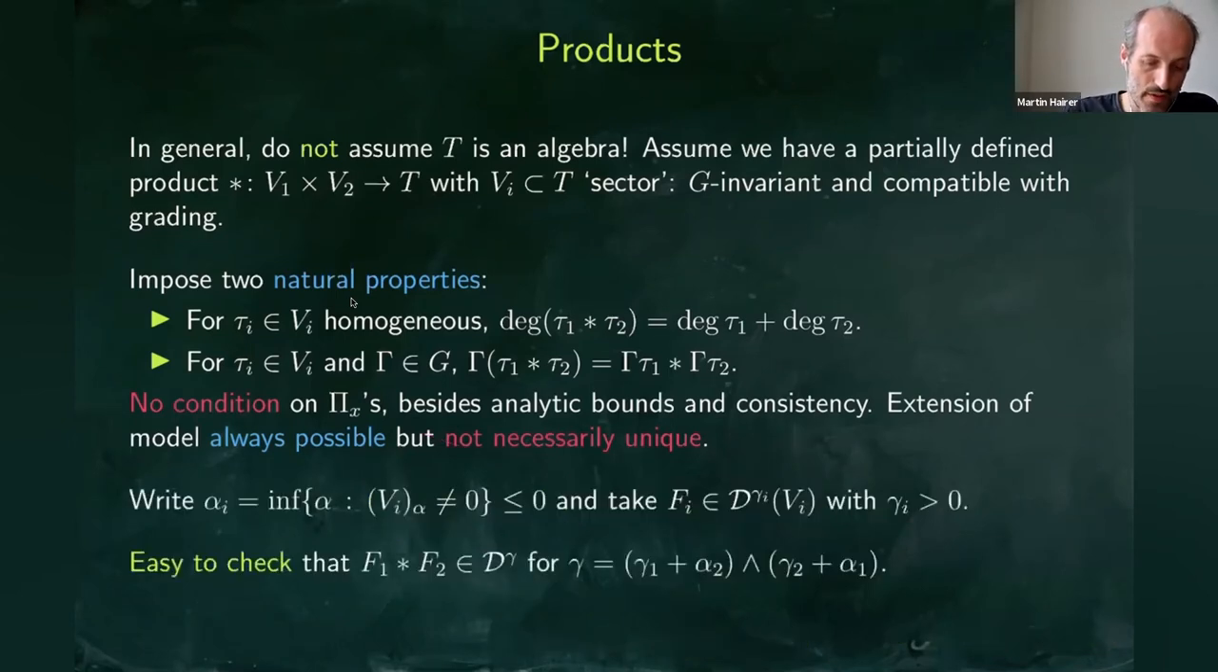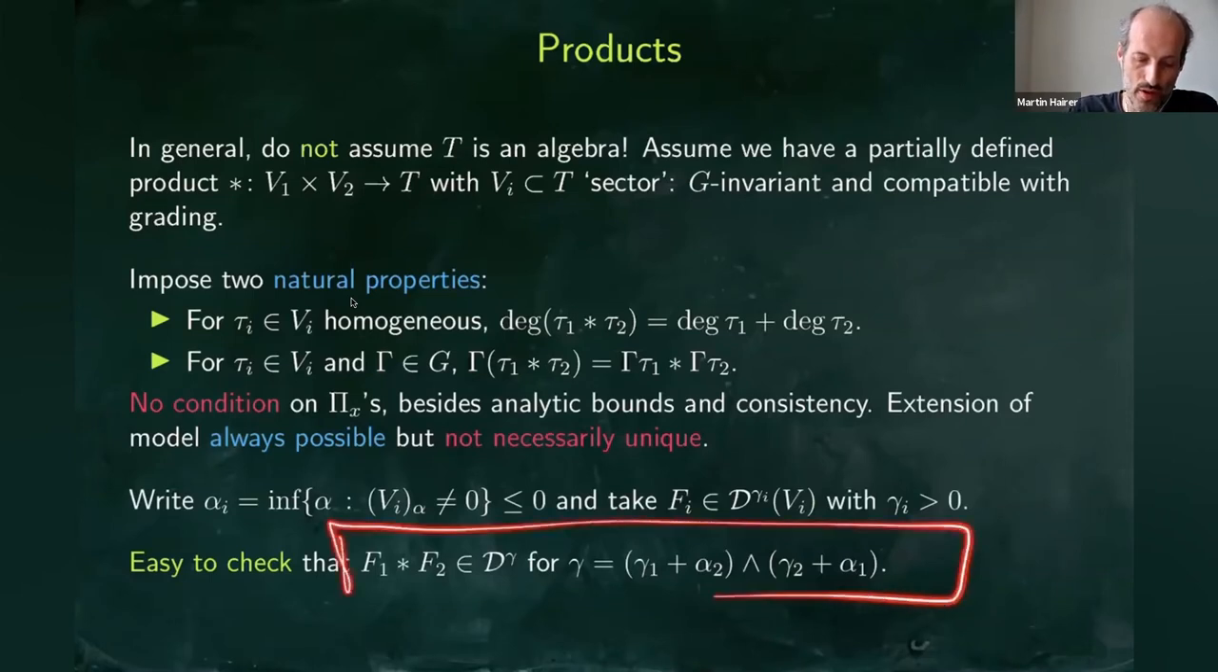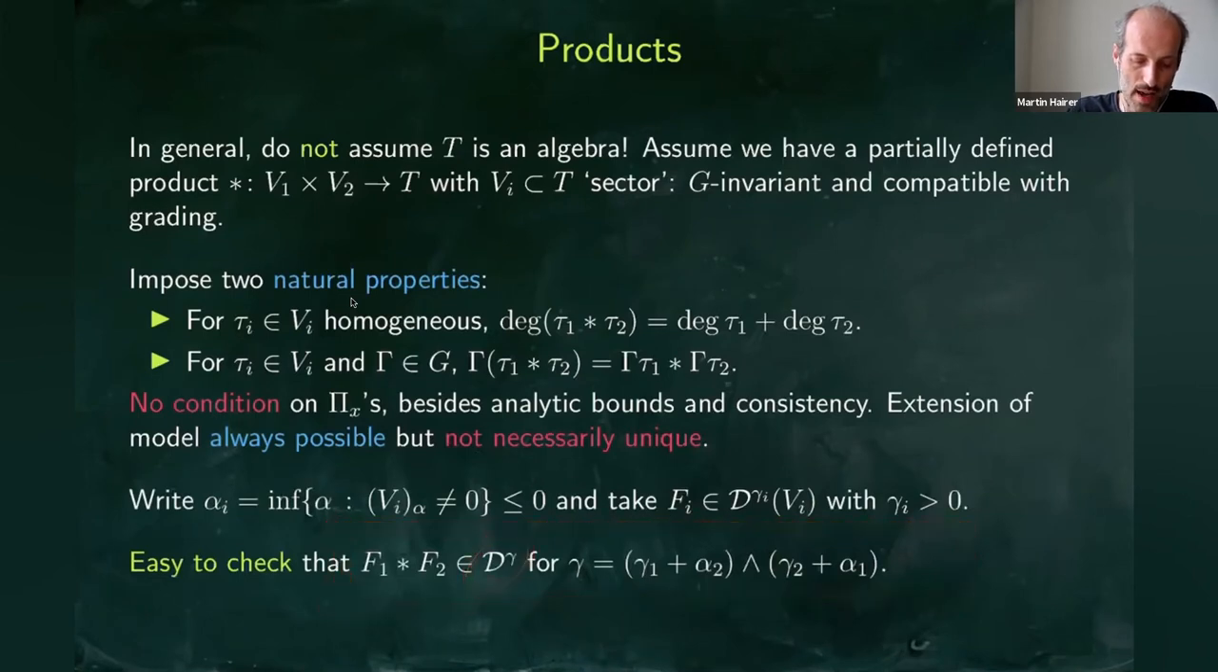So then if you have such a product, it's pretty easy to check that you have some kind of a product multiplication rule for elements in D gamma, which works as follows. So if you take a guy in D gamma one and another guy in D gamma two, and you call alpha one and alpha two the sort of lowest degree that appears in the description of F1 and F2, right? So of course you could always take as alpha simply the lowest degree that appears in your regularity structures, that's fine.